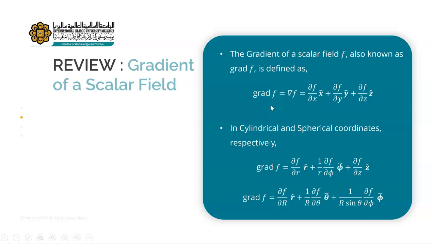So here's a recap on how you can find the gradient of the scalar field. You have gradient F is equal to del F, and this would give df over dx x hat plus df over dy y hat plus df over dz z hat. This is for the Cartesian form, and for cylindrical and spherical you have it like this. So r hat, phi hat, and z hat for cylindrical, and r hat, theta hat, and phi hat for spherical.